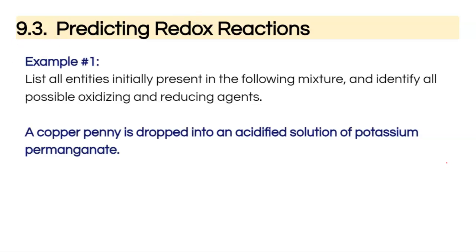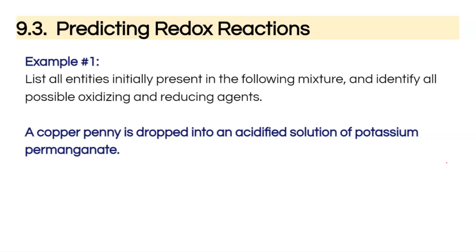So let's look at our first example, and I want to scaffold this really nicely for you so that you can manage all the components that are involved in identifying whether a reaction is spontaneous. So let's start with this example here. This example says list all the entities initially present in the following mixture and identify all possible oxidizing and reducing agents. When we say entities, that's just a general word that can mean particle, molecule, ion, atom. Entity just means whatever the particular type of particle is, we're going to list whatever it is.